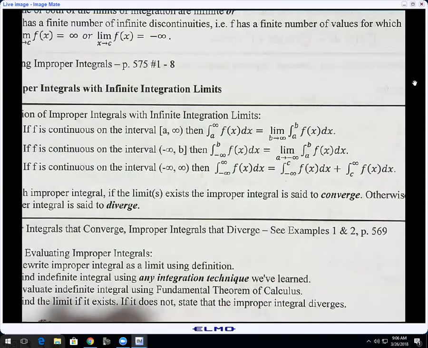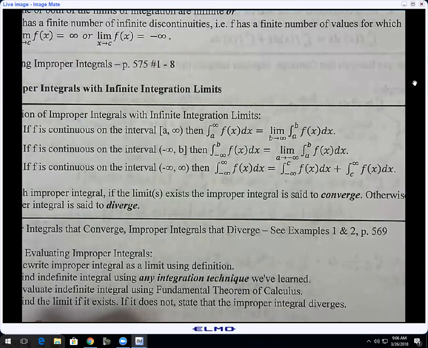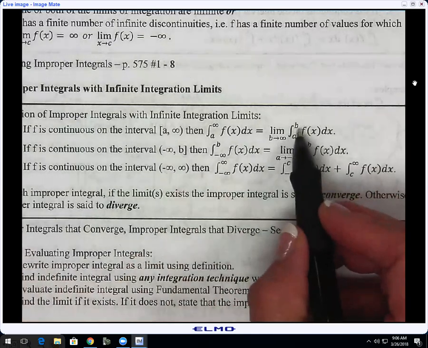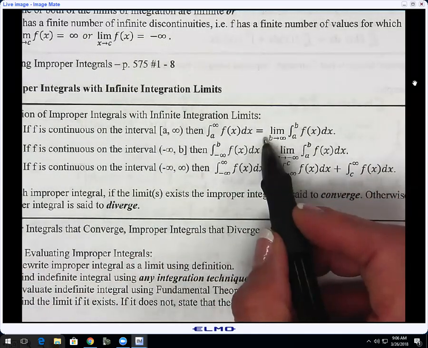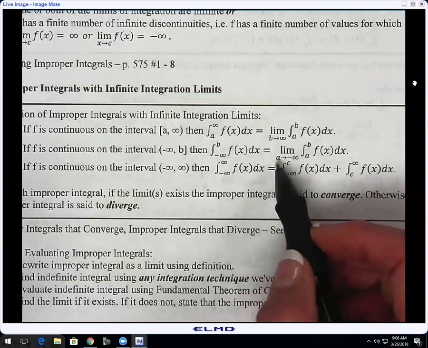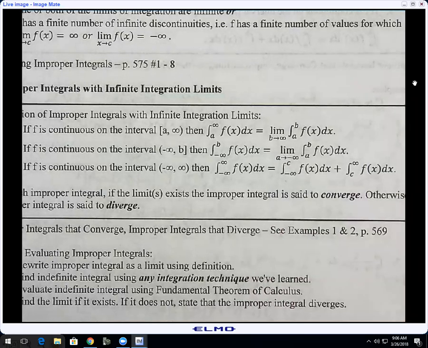Yes, sir? On number 1, how would you know what to set b as? Because it would give you a in the original problem. Yes. Well, you don't set b as anything. You're taking the limit as b goes to infinity. Okay. You'll see that happen in just a minute. But we're going to be taking the limit as b goes to infinity.